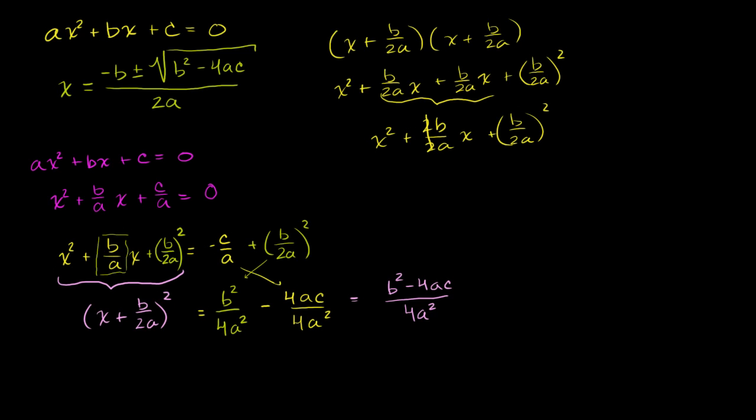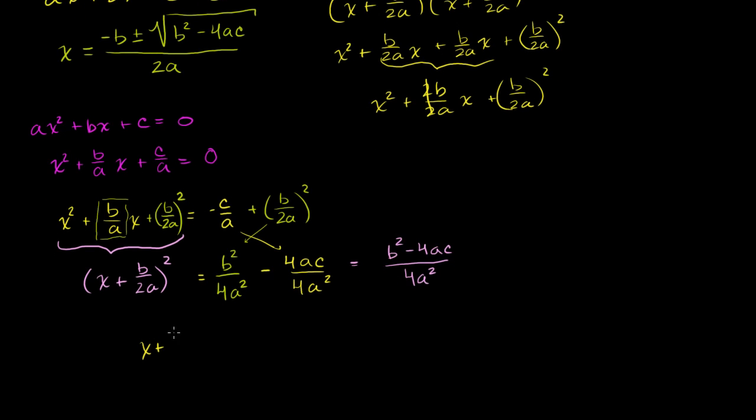So let's do that. If you take the square root of both sides, the left-hand side will just become x plus b over 2a, let me scroll down a little bit, is going to be equal to the plus or minus square root of this thing. The square root of this is the square root of the numerator over the square root of the denominator. So it's going to be the plus or minus the square root of b squared minus 4ac over the square root of 4a squared.